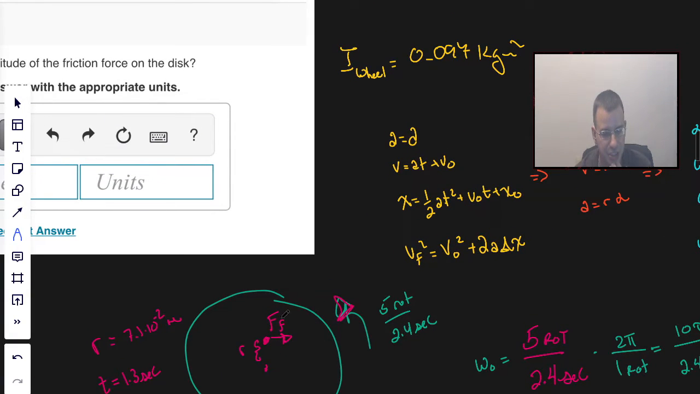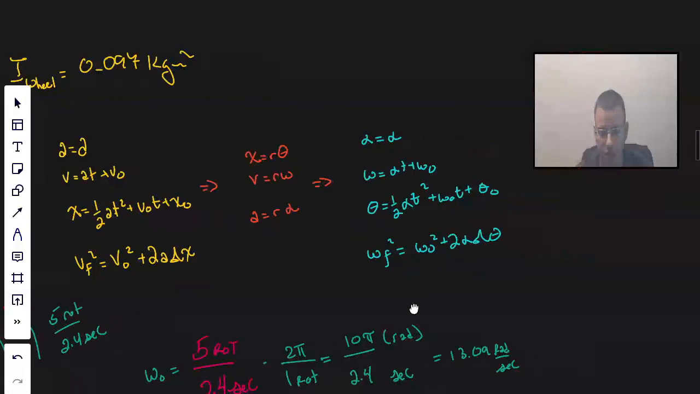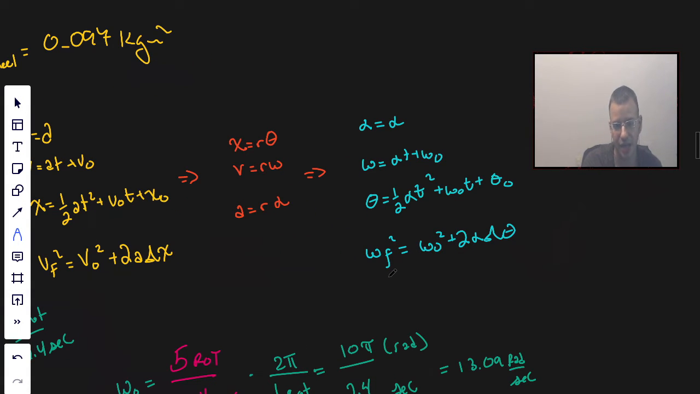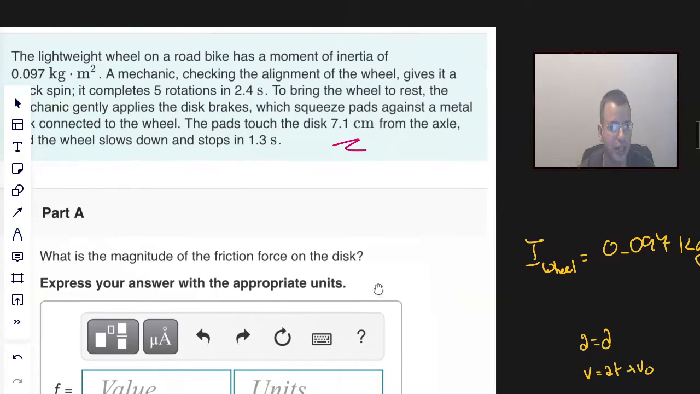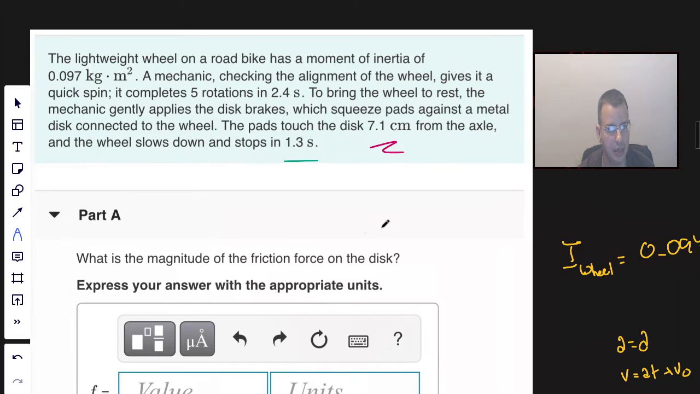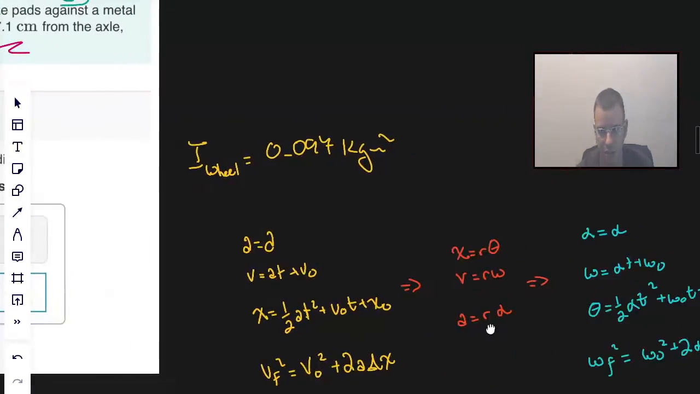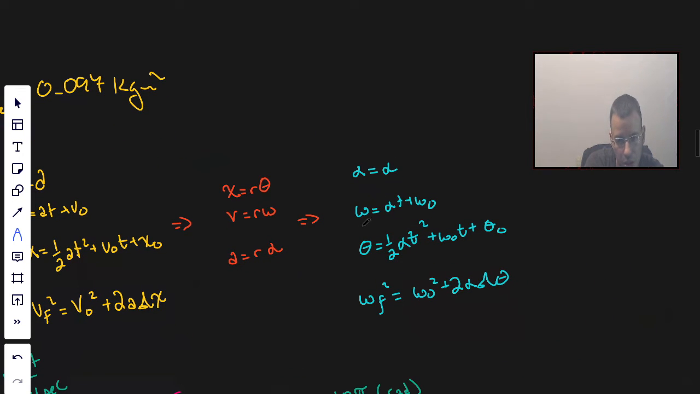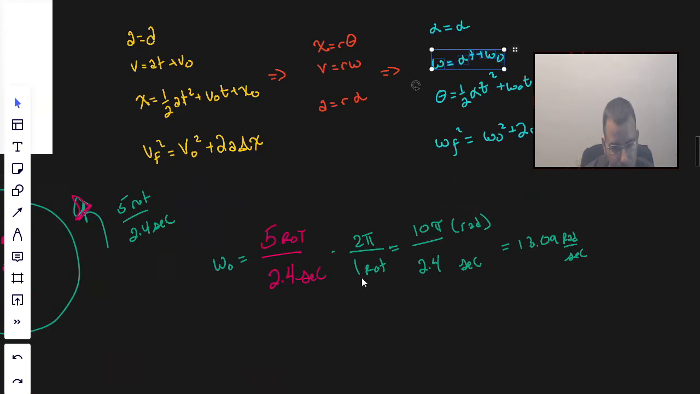And this force is going to cause a deceleration or a negative acceleration. So looking at our data here, they give us a time, and they give us a final speed. So the final speed, omega final, equals 0, because that's what it means by coming to rest. So I am going to use this equation right there. So first thing I'm going to do, I'm going to copy and paste it down here.